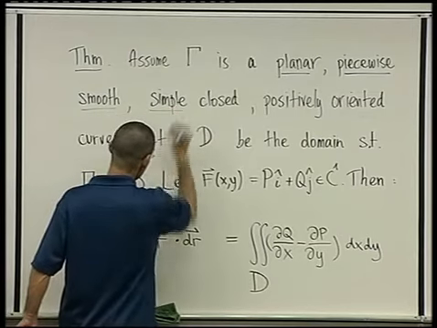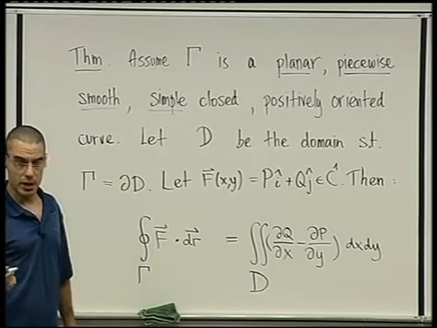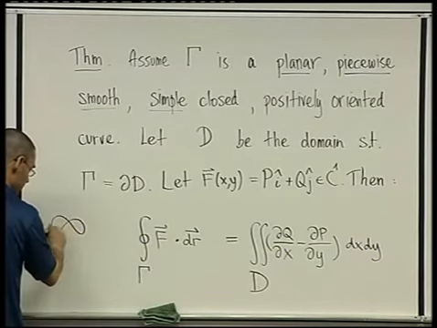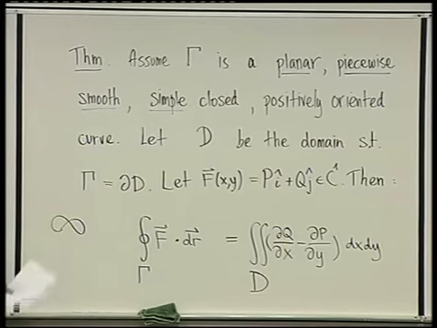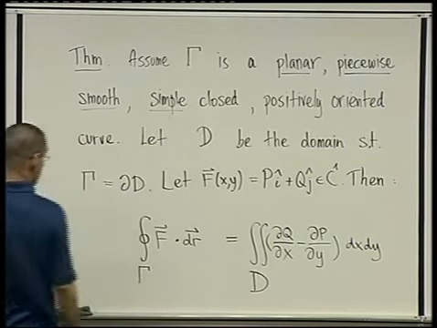Simple means that it doesn't intersect itself. So a planar curve can look like this, for example, right? But then it intersects itself. So this is not a simple curve. A simple curve cannot intersect itself. So that's what simple means.